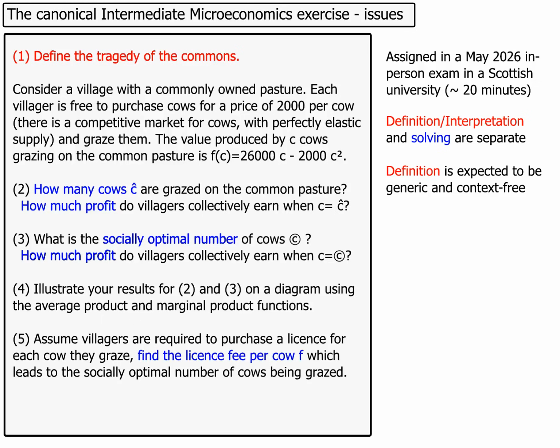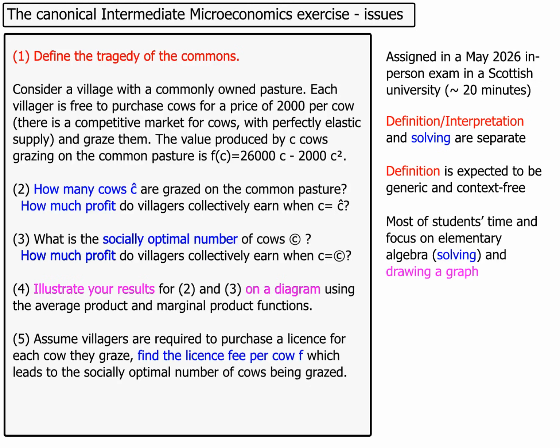First, the exercise asks students to define the tragedy of the commons. Then it asks them to solve a model featuring that concept. Definition and solving are separated. The definition comes before the model is even introduced, so students provide a context-free definition disconnected from the exercise. Students then spend most of their 20 minutes solving the model and computing outcomes.